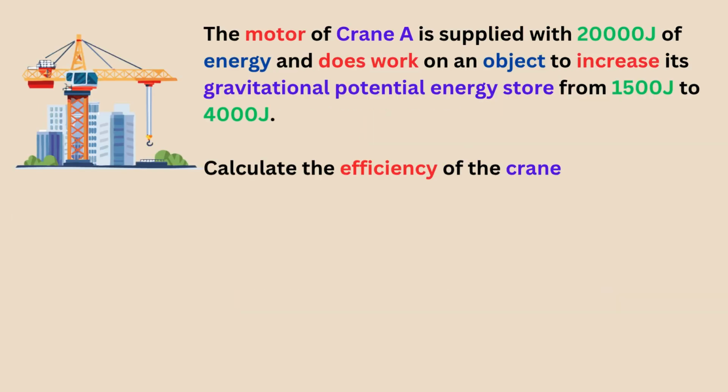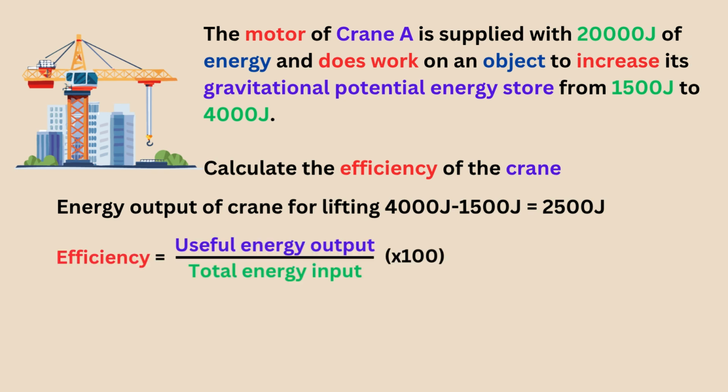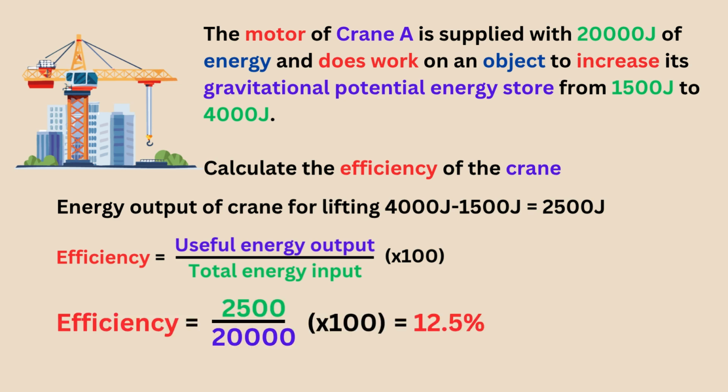To calculate the efficiency of the crane, we first need to work out the energy output of the crane. So that will be 4000 joules minus 1500 joules gives 2500 joules. Then if we use the efficiency equation, the useful energy output is 2500 divided by the total energy input, which is 20,000 joules, times 100 is 12.5%.